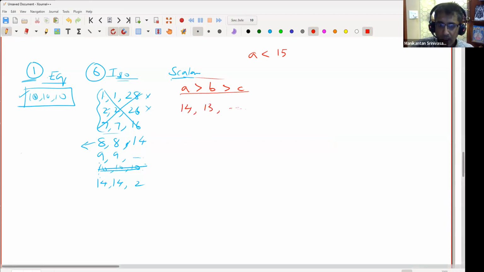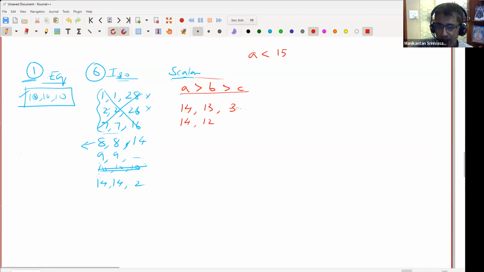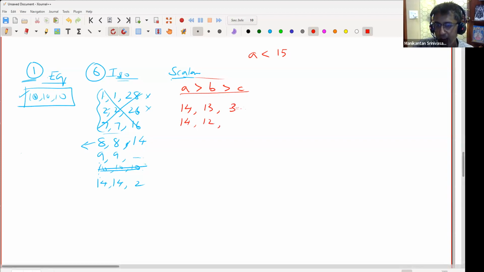Okay. Now, it can be 14. I'm saying change because I don't want to calculate what that number is. Okay, fine. For one of them, I can calculate, right? So that I know the pattern. So 14, 13 and 3, 14, 12 and 4, right?